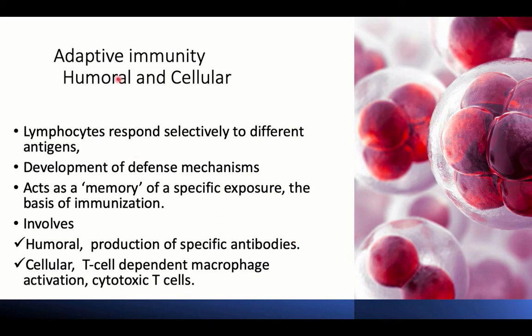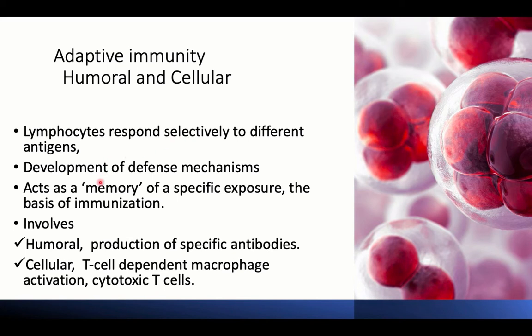Now, talking about the adaptive immunity. Adaptive immunity has both humoral and cellular components. Mainly lymphocytes initiate the adaptive immunity. They respond selectively to different antigens. This is the difference between innate and adaptive immunity. Here we have a selective immune response. We target a certain antigen by a specific lymphocyte.